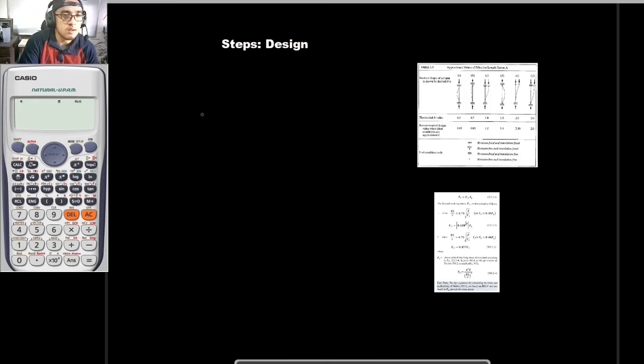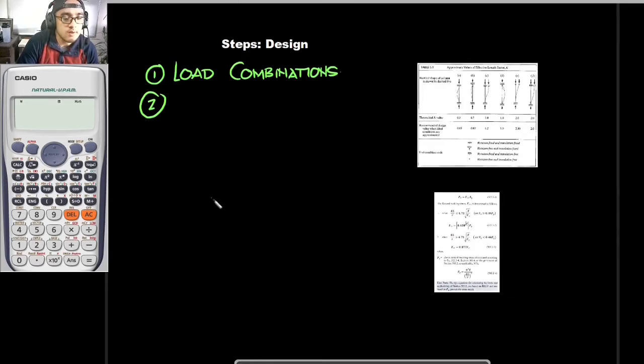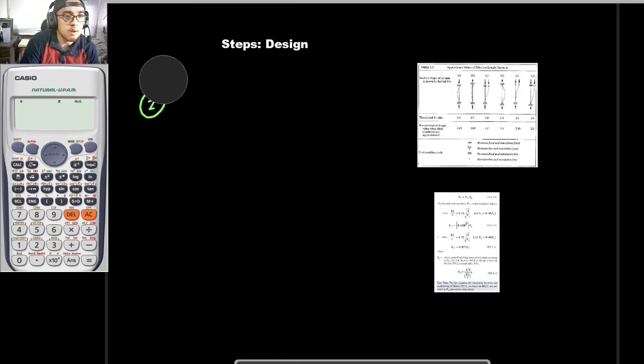And just like in your design of tension members, the first thing that you should do is to determine the load combinations. So load combinations. And you already know these load combinations. And the second step is, what did we do here? We solved for the effective length, the slenderness ratio, and whatnot. So here in our design, let's change it so you have a visual representation. So for number 1, this is to be load combinations.